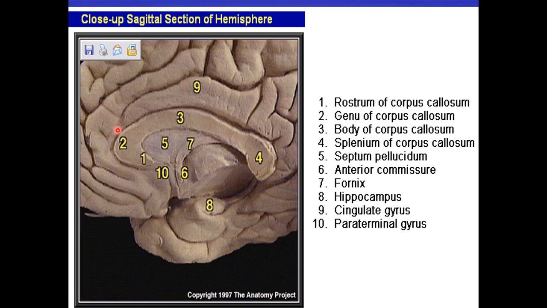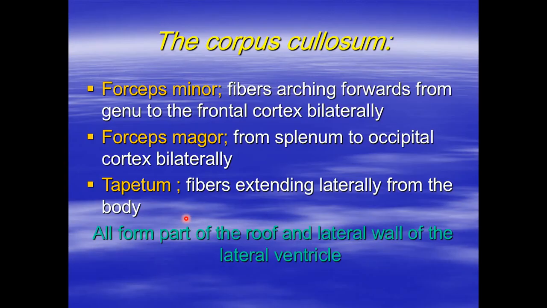So this is the cingulate gyrus, part of the limbic lobe, as we said previously, and this is the temporal lobe here, and you can see the hippocampus. This is number 8, the hippocampus. I don't want to talk about the anterior commissure now until we explain it a little bit.